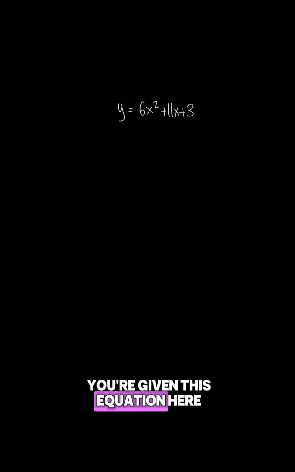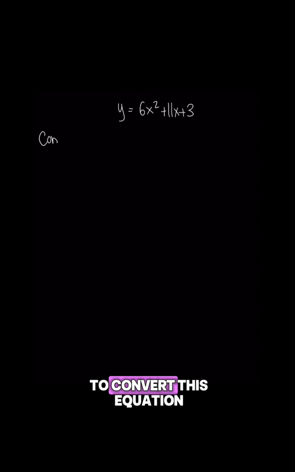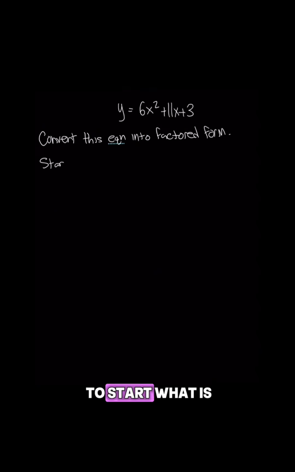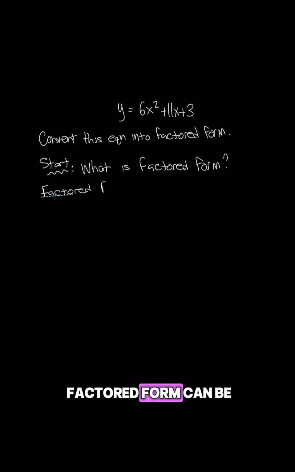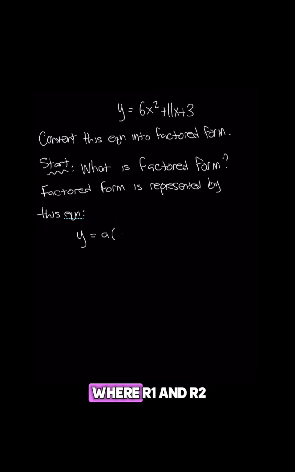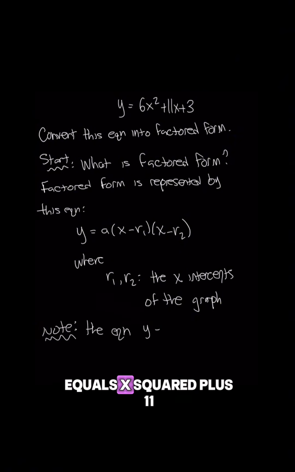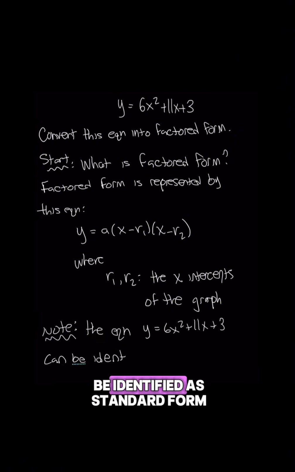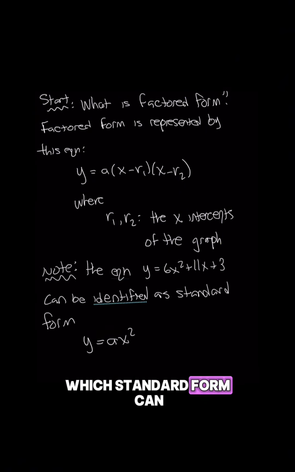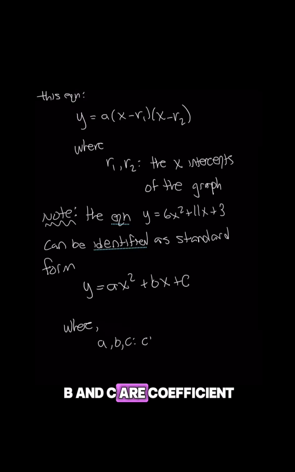All right, so let's say you're given this equation here, and they ask you to convert this equation into factored form. To start, what is factored form? Factored form can be represented by this equation here, where r1 and r2 are the x-intercepts of the graph. Note, the equation y equals x squared plus 11x plus 3 can be identified as a standard form, which can be written as this here, where a, b, and c are coefficients.